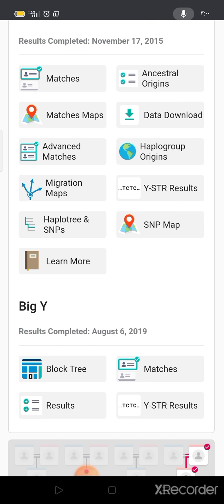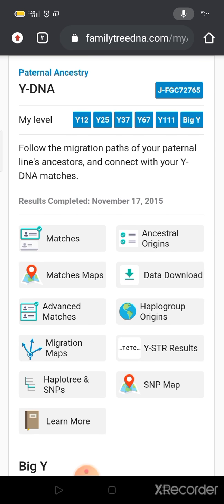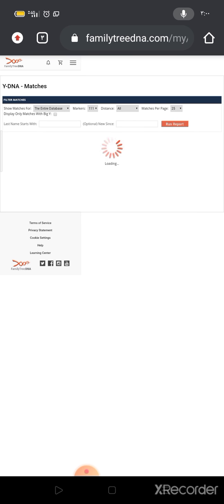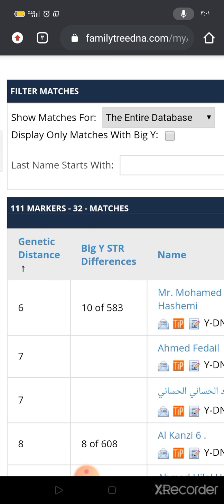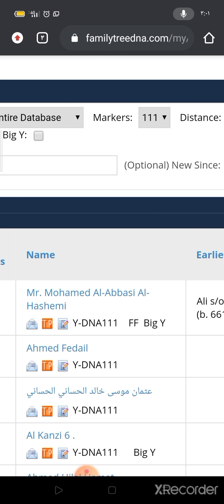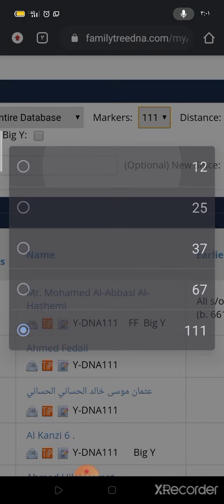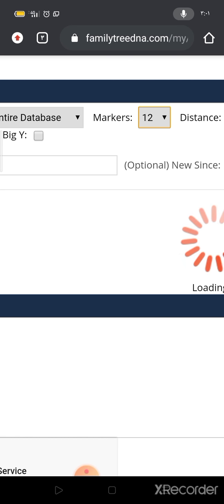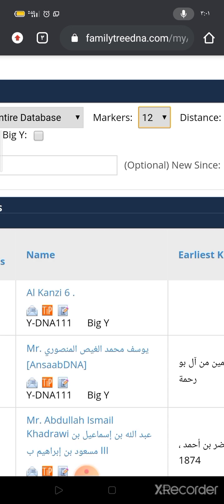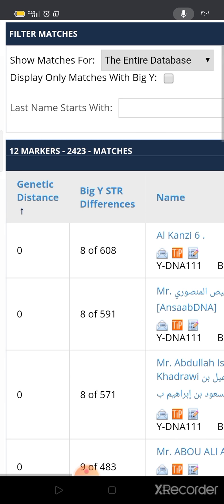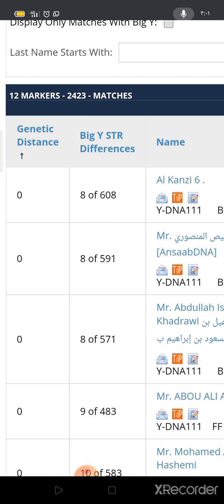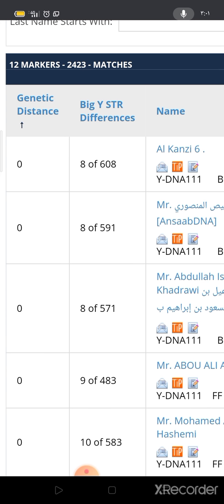So here, for example, I have my YDNA. In the matches, you will see the matches that I share with them at 111, but we have different levels. We have 12 markers, and this is so far from our present days. Here the genetic distance is 0. That means we share the same 12 markers, an exact match. There is no difference on this level.